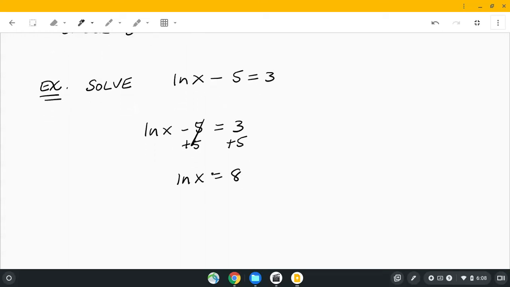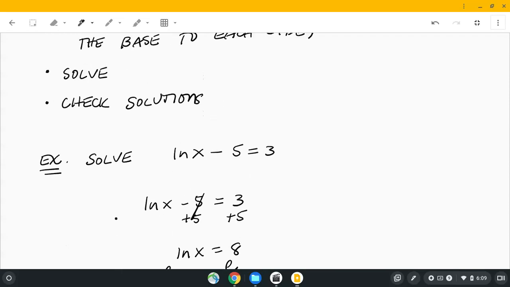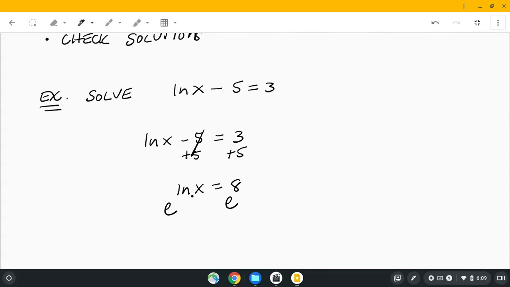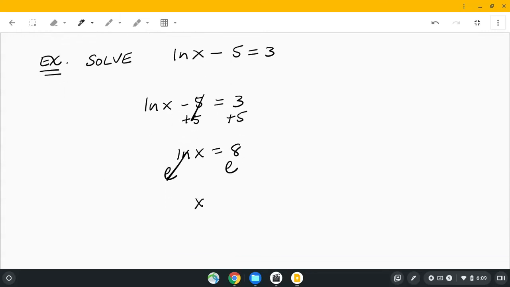And this is where you need to somehow cancel out that log. And remember, exponentials and logs cancel each other out. So here, this is log base e. So I'm going to use base e and raise it to each side. That's what I mean on that second step here. Raise the base to each side. So this is base e. I'm going to do e to this and e to that. And these will end up canceling. And that's how you cancel out the log. So you get x equals e to the 8th.